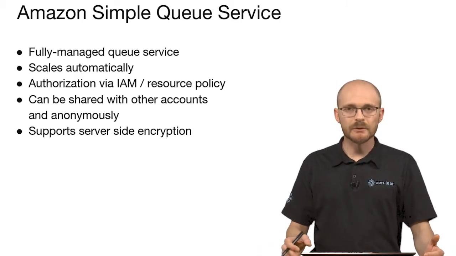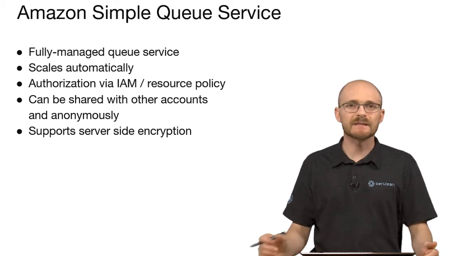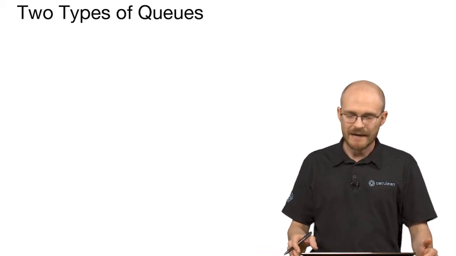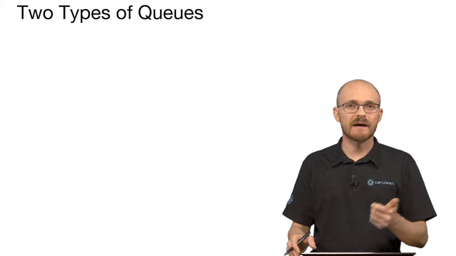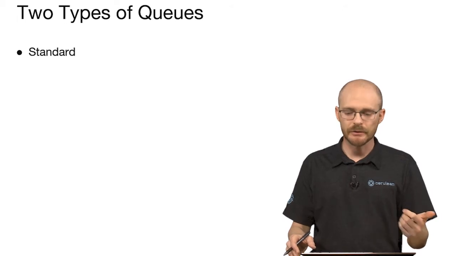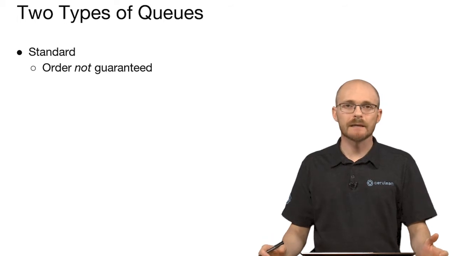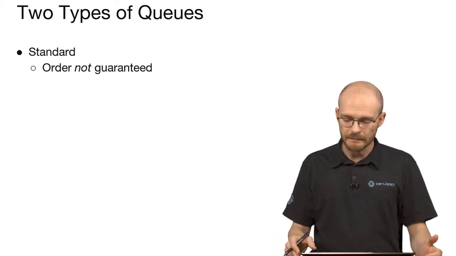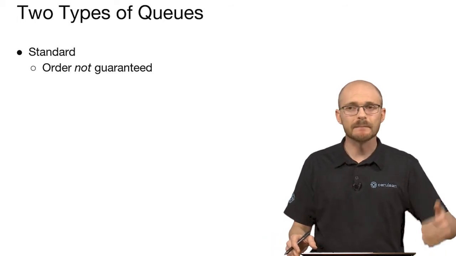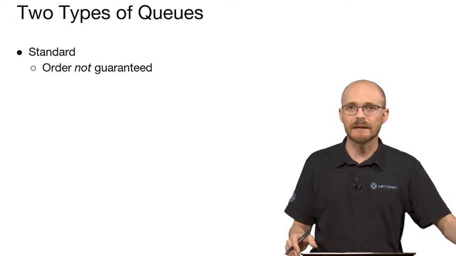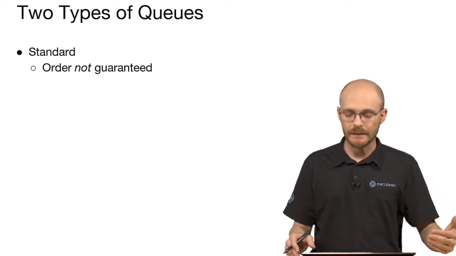Now, with the Simple Queue Service, we have two different types of queues. We have a standard queue and a FIFO queue. With the standard queue, keep in mind that the order is not guaranteed, and it does make a best effort. It makes a best effort to deliver it in order, but it's not guaranteed.